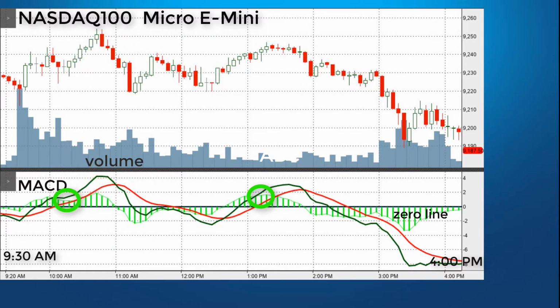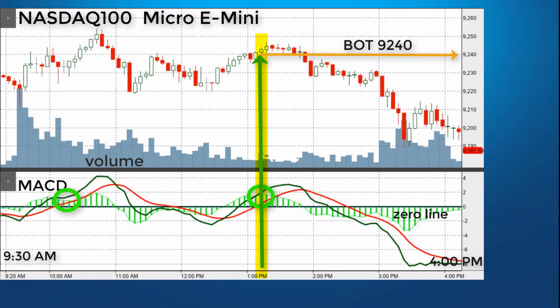Okay, now let's hit the reset button. We'll go out to 1:10 in the afternoon, the second buy signal of the day. We're going to buy a contract at 92.40 and we're in. And I can see already this isn't going to end well.